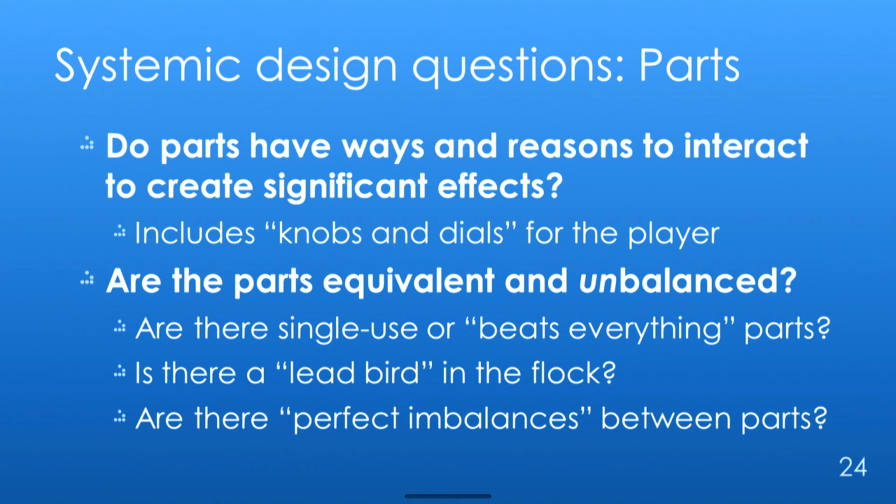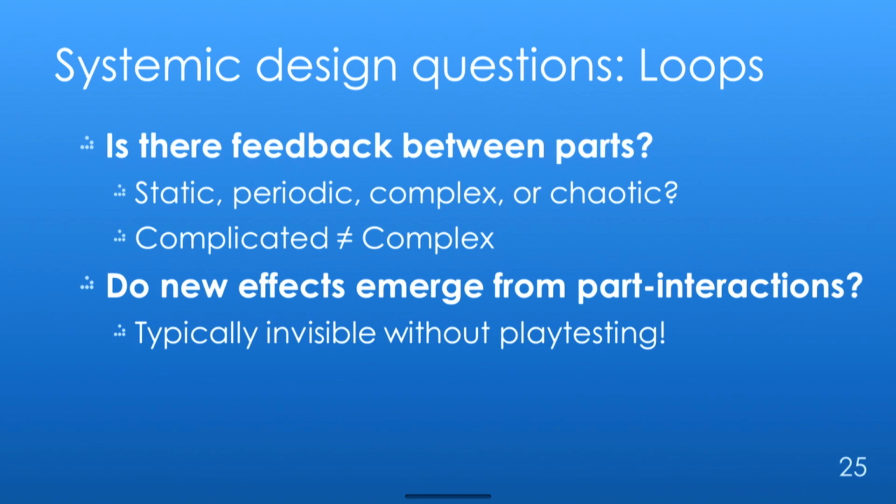And again, is there a perfect imbalance between the parts? This is really important to get. If you get that, then you can move on to loops, where you can say, do we have adequate feedback between the loops so that we get complex behavior? Now, I haven't had time to cover the difference between complicated and complex.